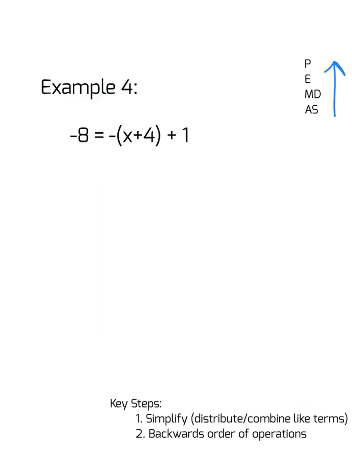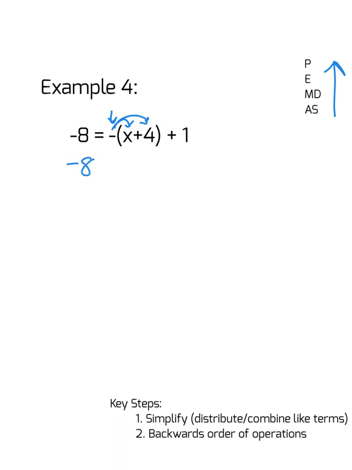Example 4, negative 8 equals negative times the quantity of x plus 4 plus 1. So going back to my key steps, I need to simplify first so I can distribute. This negative out here is the same thing as a negative 1 outside of the parentheses, so I want to distribute it to both the x and the 4.